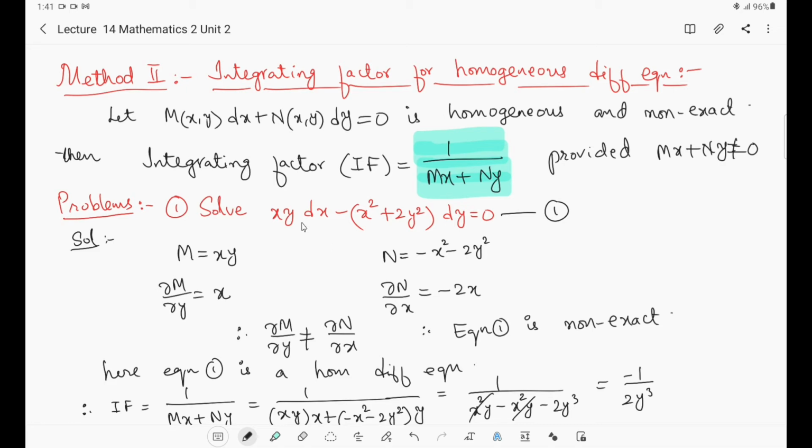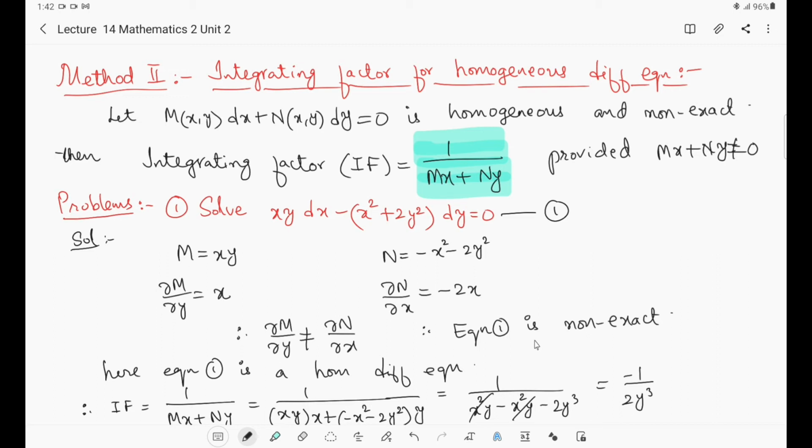In the examination, first we identify M and N, then we find ∂M/∂y and ∂N/∂x. If they are equal, then we say that the given differential equation is exact and solve it by finding the general solution. If these two are not equal, then the equation becomes a non-exact differential equation. If it is non-exact, then the first method is the inspection method.